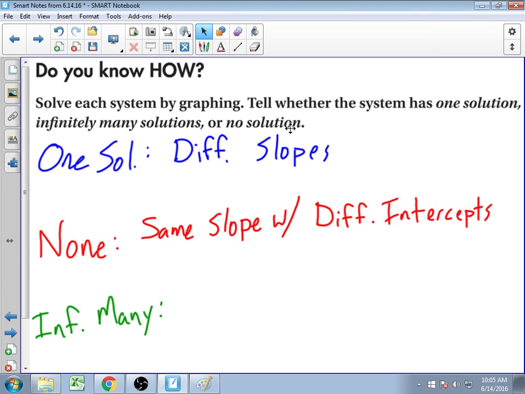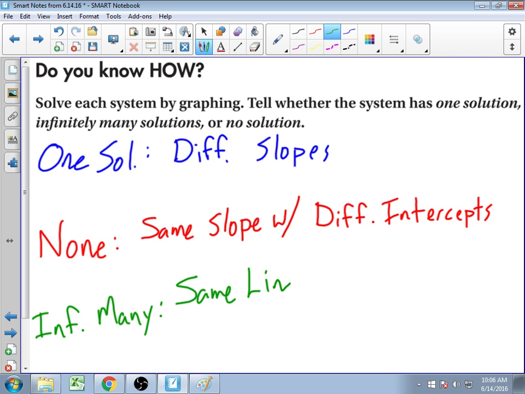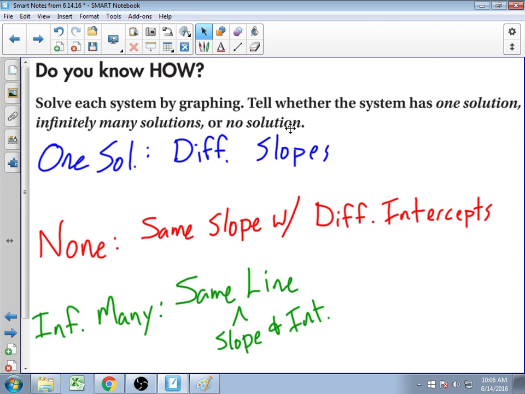So what about infinitely many? When would every single point be a solution point? When they're the same line. Literally same line. Same slope, same y-intercept, same everything. So that is how we can determine one, none, or infinitely many. Once I get it into slope-intercept, I just use that to determine.